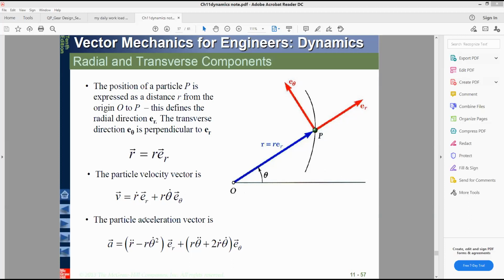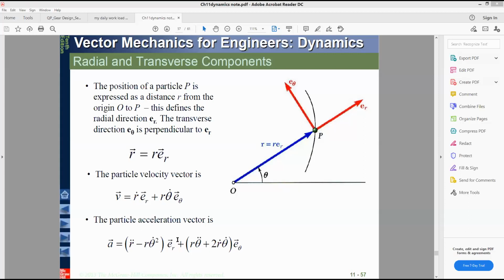And the particle acceleration is a equal to (r double dot minus r theta dot square) er plus (r theta double dot plus 2 r dot theta dot) e theta. This also you have to remember to solve any problem which may come in the exam. Remember this thing.